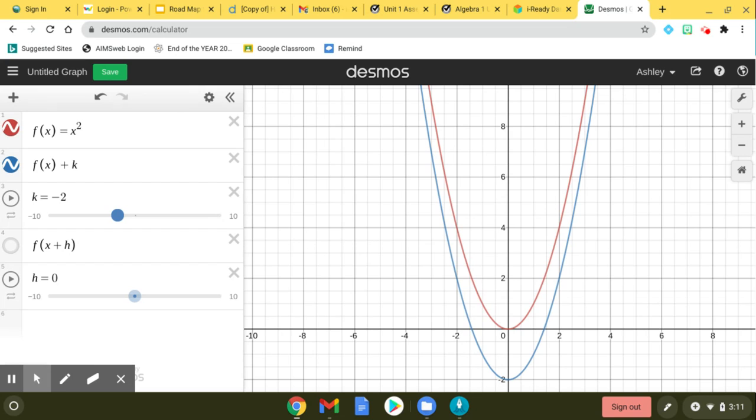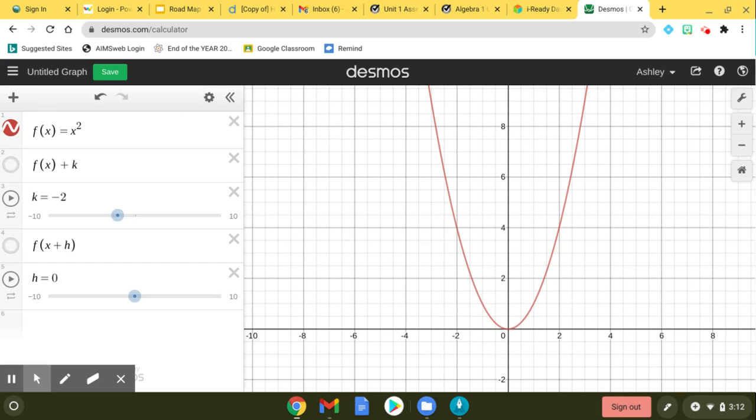So we're taking our f of x and then adding or subtracting a number to move it in that direction. If we're adding, we're moving it up. If we're subtracting, we're moving it down. Now, we can also move it to the left and to the right. That means we're going to be changing our x value before it gets put into the function. So this is my other function, f of x plus h, where h is a number that moves it to the left or to the right.